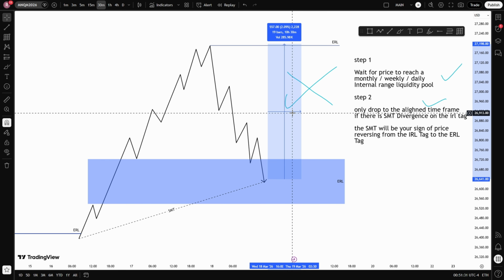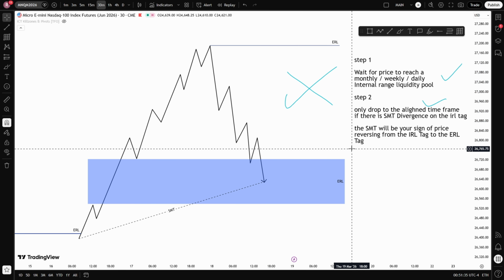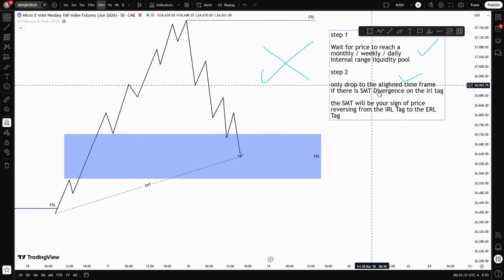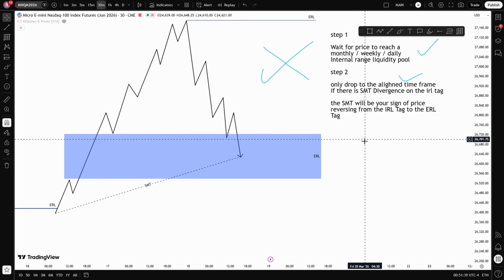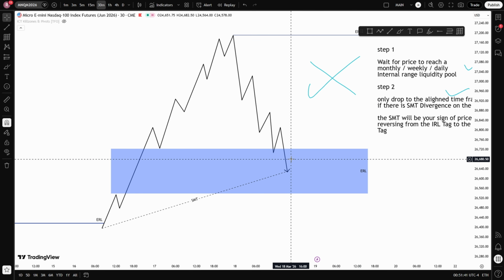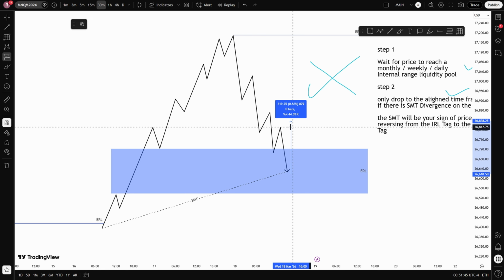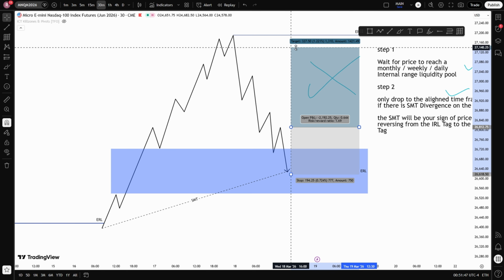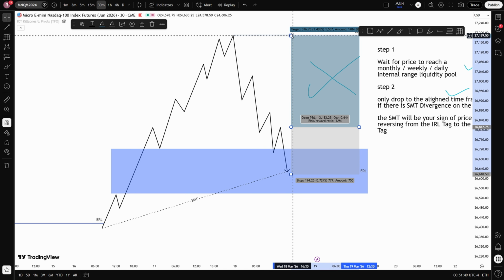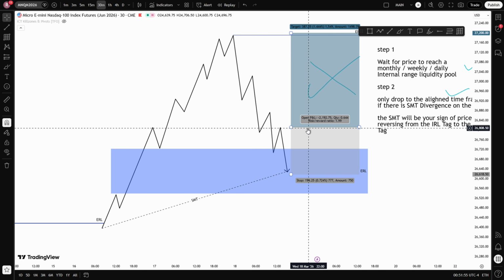Once I see that happen inside a higher time frame internal range liquidity area, I shift my focus to the lower time frame and start watching how price behaves. I'm looking for a clear shift in delivery, signs that momentum is changing, and that price is beginning to move with intent. That's when I start positioning myself, with the expectation that price will expand out of that internal zone and move toward the external range target.